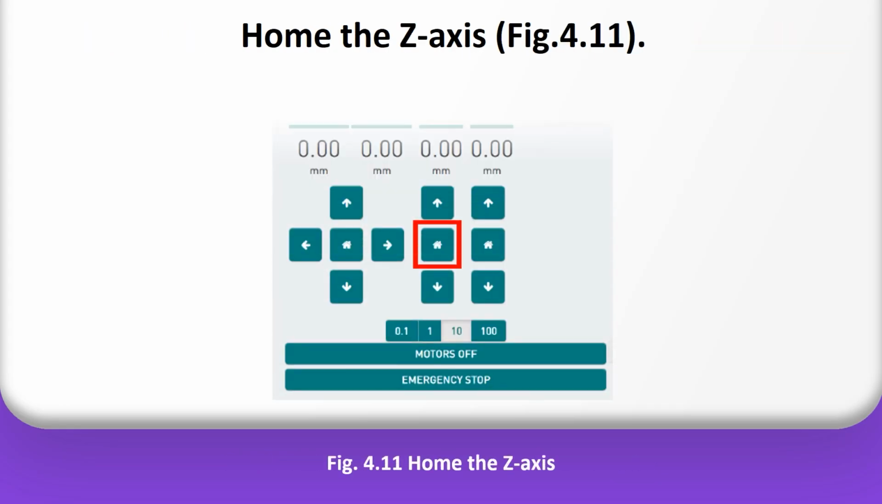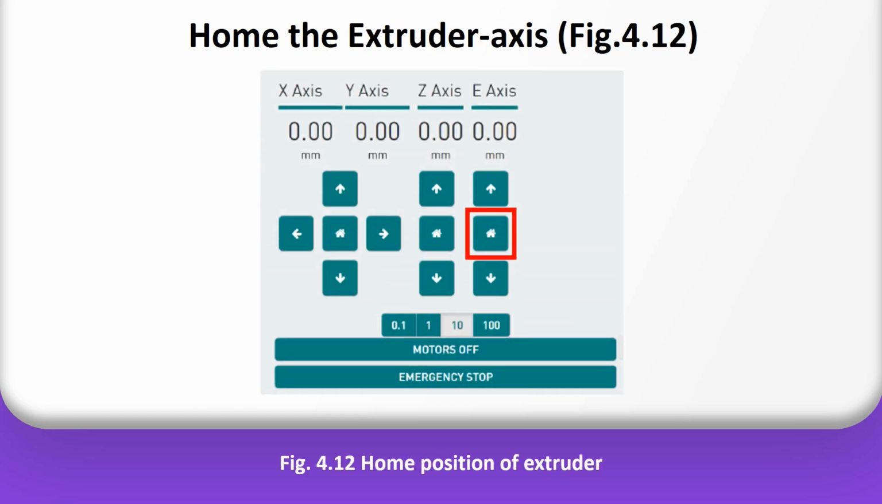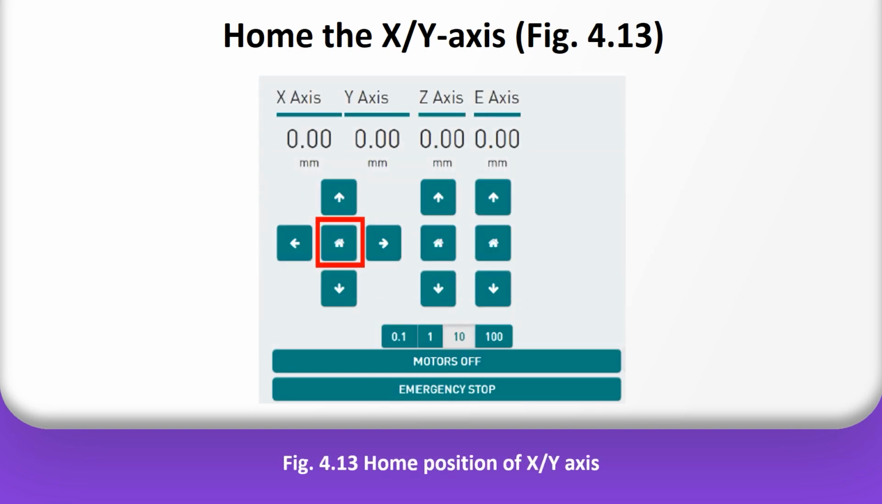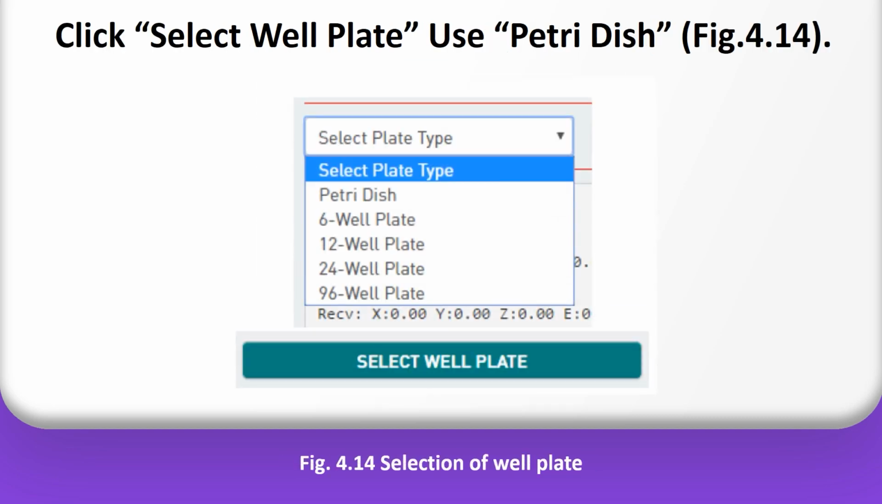Then on the z axis we can control the up and down movement. Then we have to home the extruder axis. So this will be the next interface that will be available on my screen. Then we go for homing the x and y axis. Then we select the base plate. Like I have shown in the picture, we use the petri dish, right? We can also have different types of well plates.